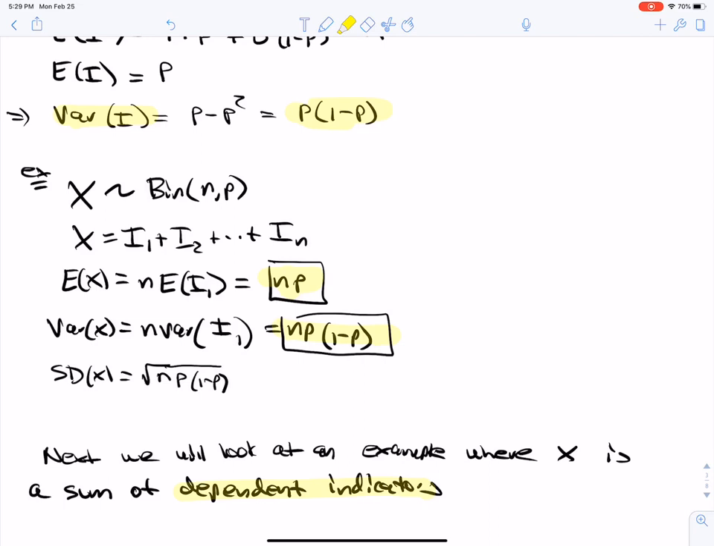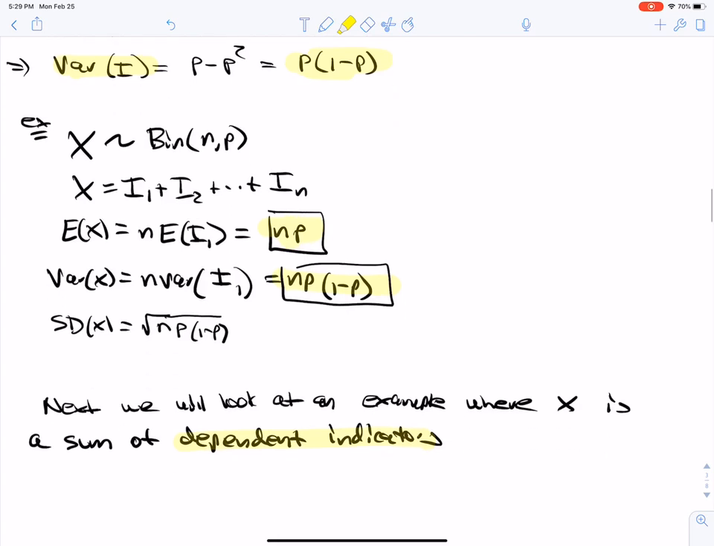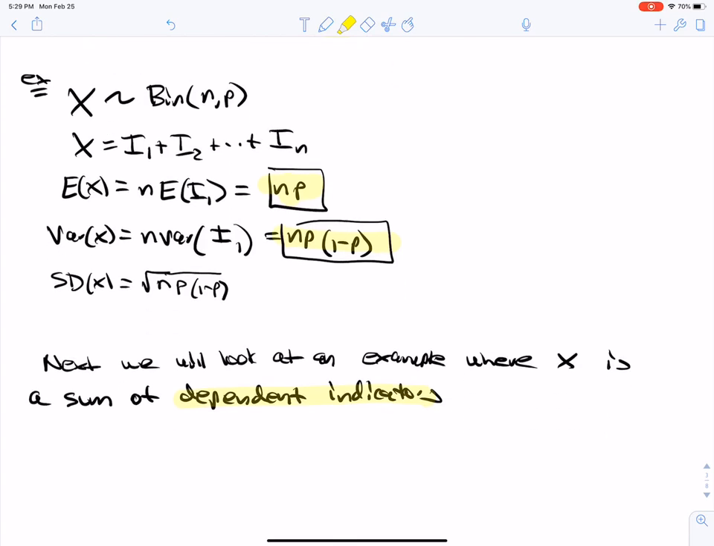So for example, let's say that X is binomial, so we know this is a sum of independent indicators, and the probability of each indicator being 1 is p. So the expectation of X is n times p, and the variance is n times the variance of I1, which is np(1 minus p). So that proves the formula that we've been assuming.